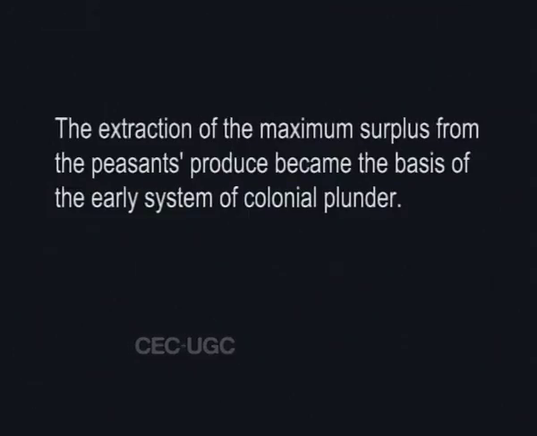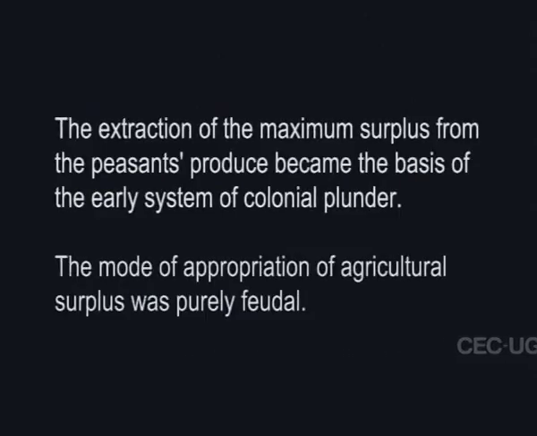Now that was the picture of one side. On the other hand, there was the extraction of the maximum surplus from the peasants' produce, and that became the basis of the early system of colonial plunder. And the mode of appropriation was purely feudal, no doubt about it. Indian agriculture was converted into a raw material supplying appendage to metropolitan Britain. And it was also converted into a market for the manufactures of Great Britain.